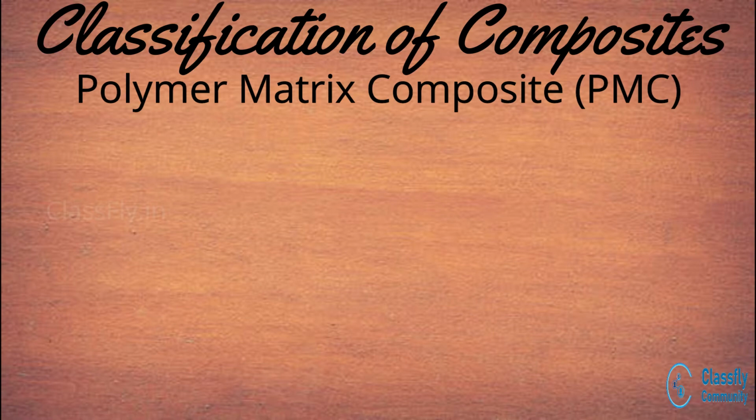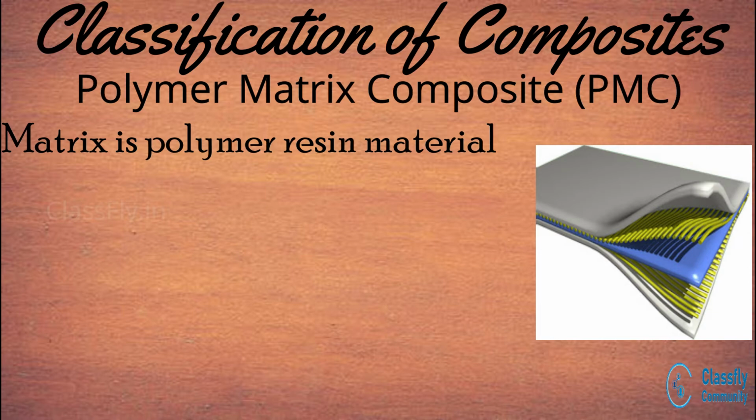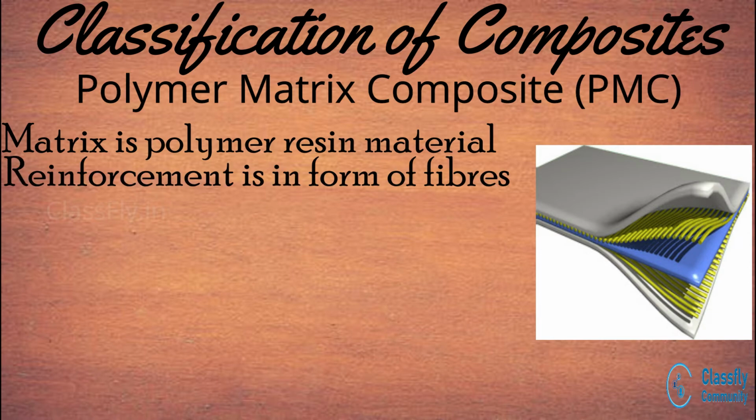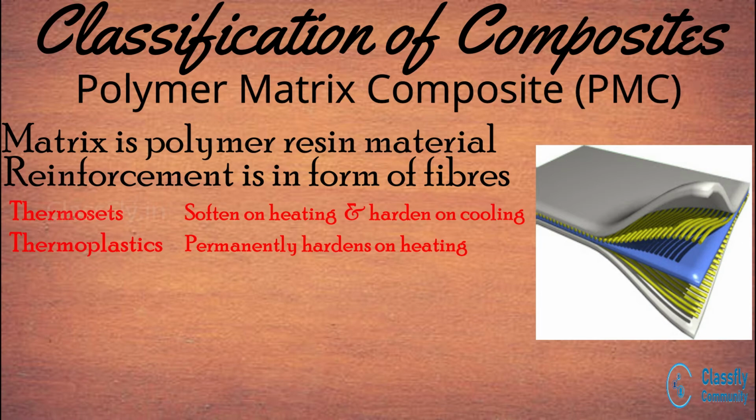First, the polymer matrix composite. In this type of composites, the matrix material is made from a polymer resin and the reinforced material is usually in the form of fibers made of materials like glass, Kevlar, carbon, boron, etc. Here we can find two types of polymers, namely thermoplastics and thermosets. Thermoplastics are the type of polymers which soften on heating and also can harden on cooling, whereas thermosetting polymers permanently harden when heated and do not soften up.